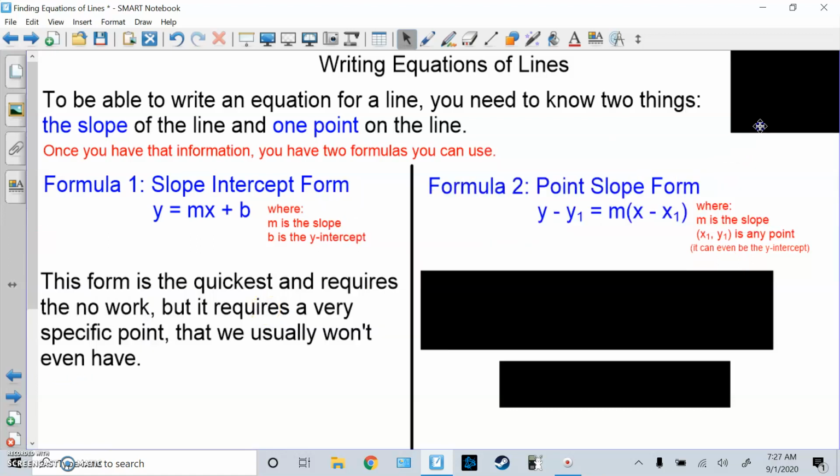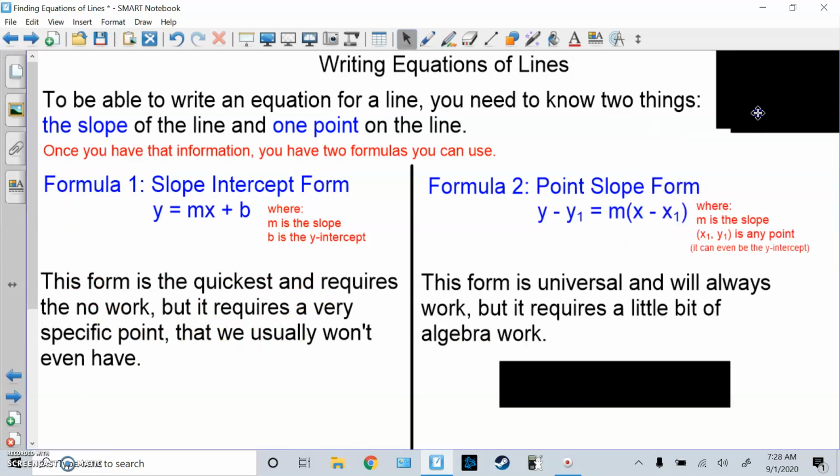Alright, so the first one, slope-intercept form, is the quickest, requires no work, but it requires a very specific point that we usually don't get. You're not always going to know what the y-intercept is, so this is very rarely going to be used. The second one is universal. It will always work no matter what, but it requires a little bit of algebra work.